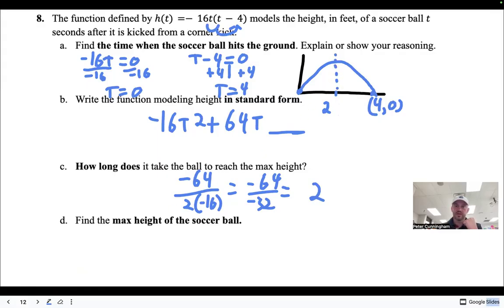Another way that we could have figured that out: if the ball is on the ground at 0 seconds, and on the ground in 4 seconds, halfway through those is when the ball is going to be at its maximum height. Plug 2 into that equation, and you get that the height is 64, right? So -16 times 2 squared plus 64 times 2 gives us 64. So that means that the height of the ball in 2 seconds is 64 feet.